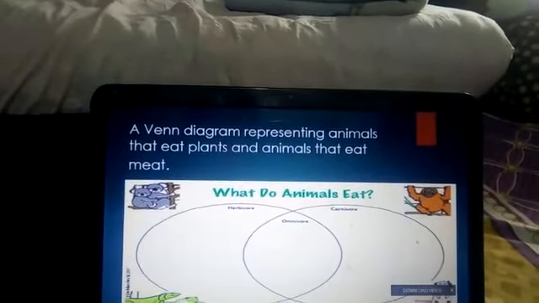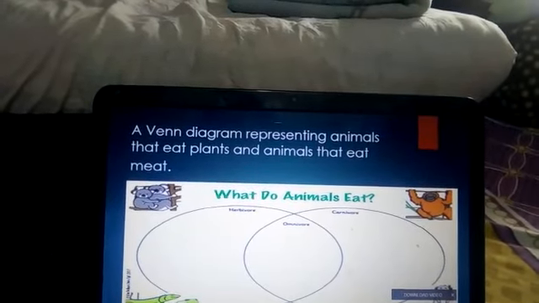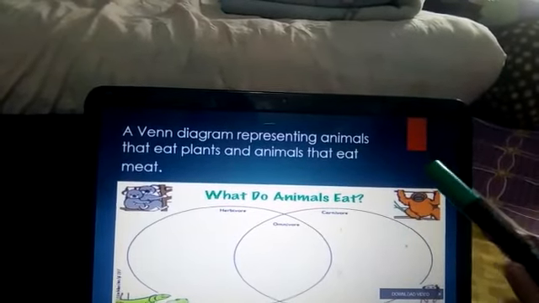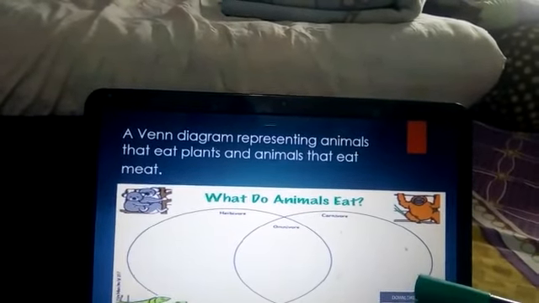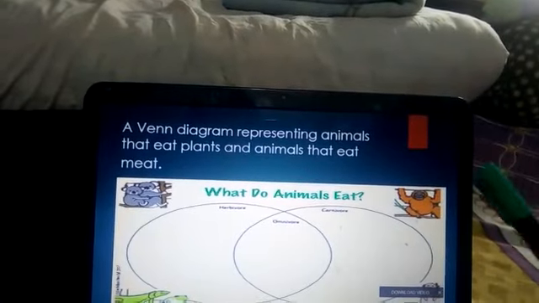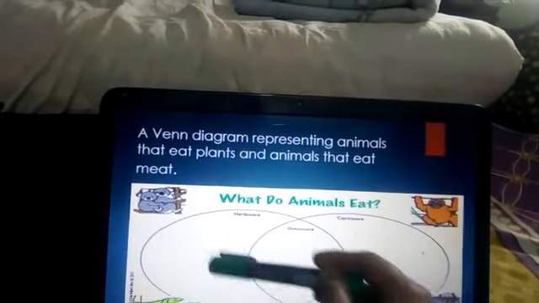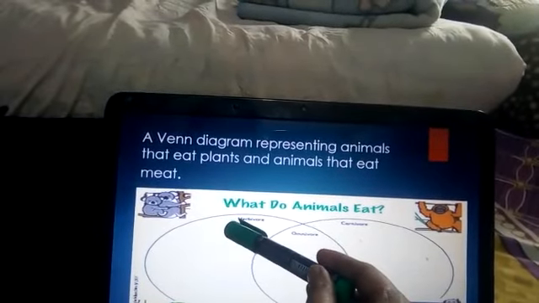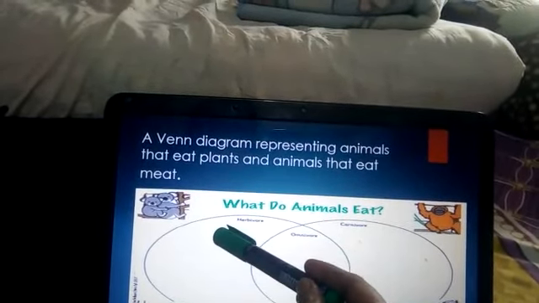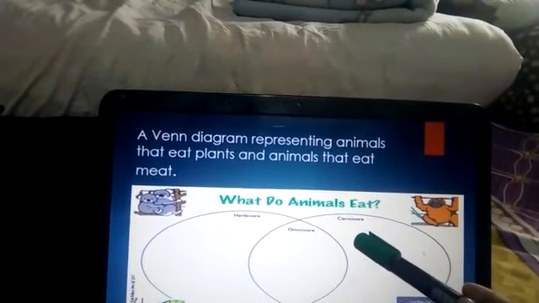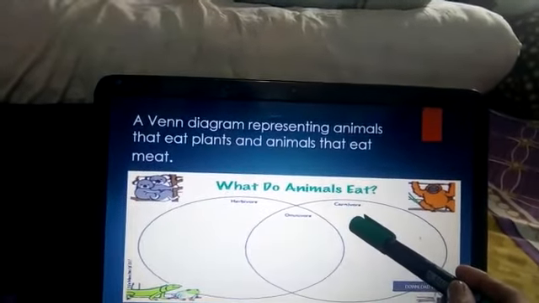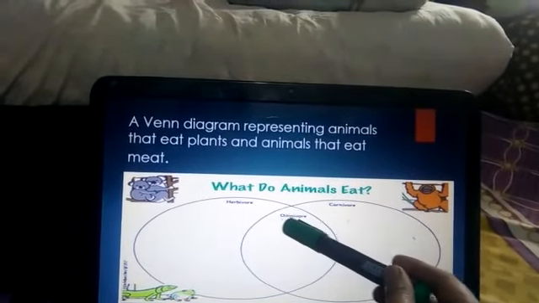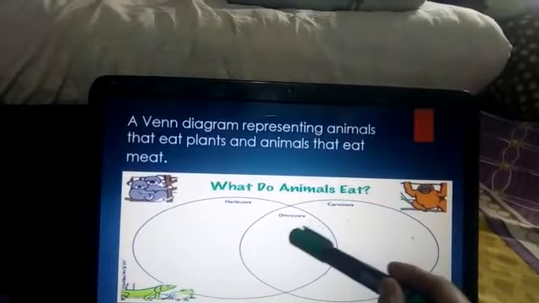This is another example which I have taken from the exercise question of your book, that shows a Venn diagram representing animals that eat plants and animals that eat meat. So first of all we will draw a rectangle, and then we will draw two circles overlapping each other. Here we will write herbivores, that means the animals that eat plants. Here we will write carnivores, that means the animals that eat meat. And here we will write omnivores, animals which eat both plants and animals.